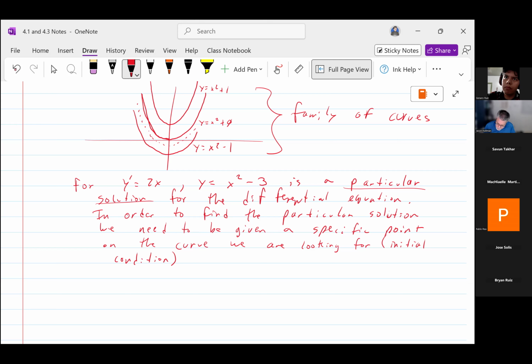Okay, so let's look at an example here. I'm going to change this to plus 3, if that's okay with you. Is that cool? Because I just want to be consistent here. Yeah, I'll be all right. I'll change that in my notes.